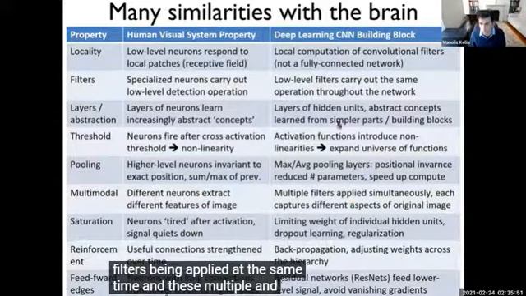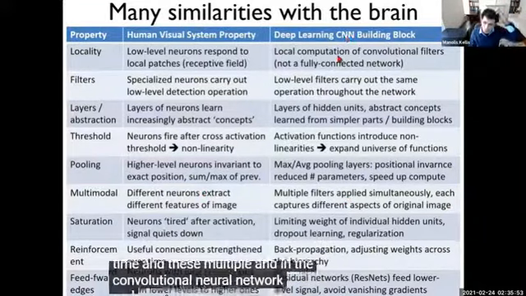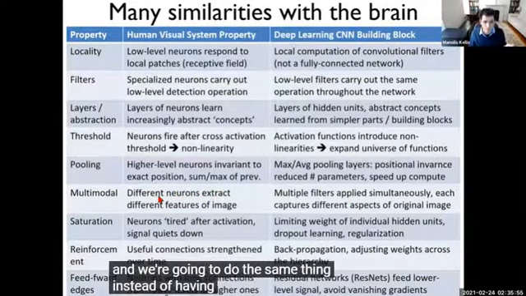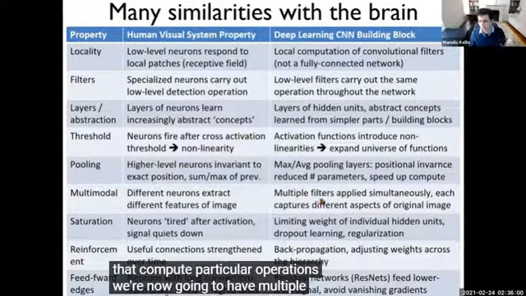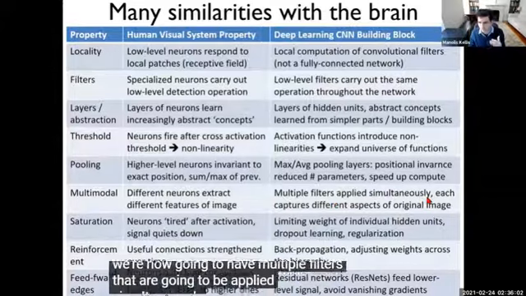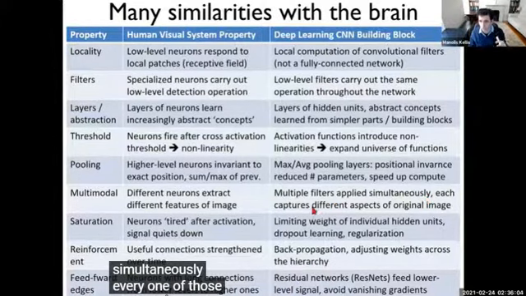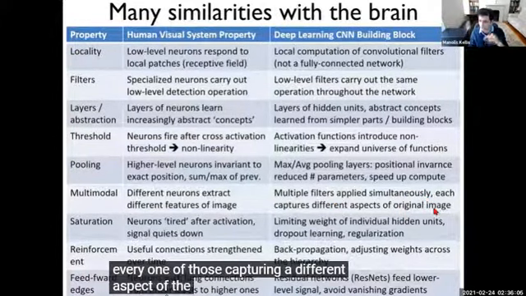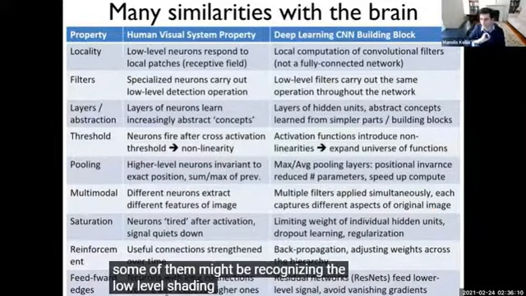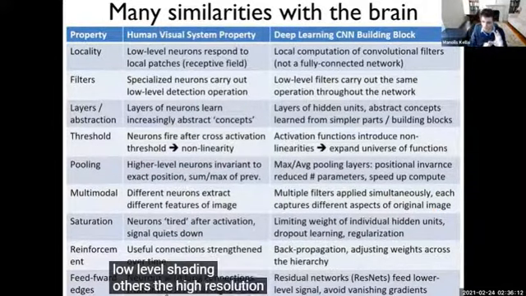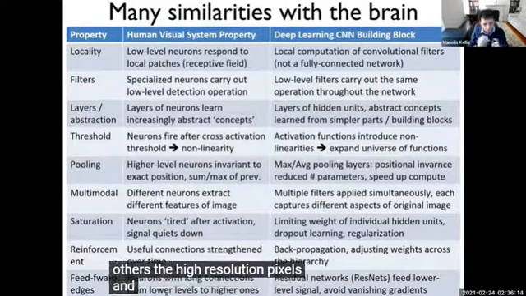And in the convolutional neural network, we're going to do the same thing. Instead of having specialized neurons that compute particular operations, we're now going to have multiple filters that are going to be applied simultaneously, every one of those capturing a different aspect of the original image. Some of them might be recognizing the low-level shading, others the high-resolution pixels and edges, and so on and so forth.